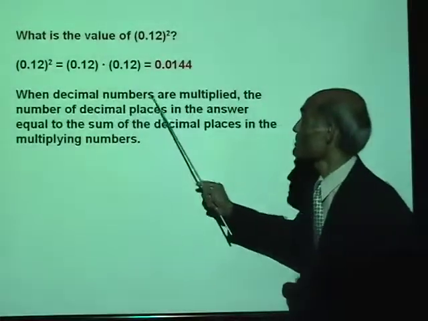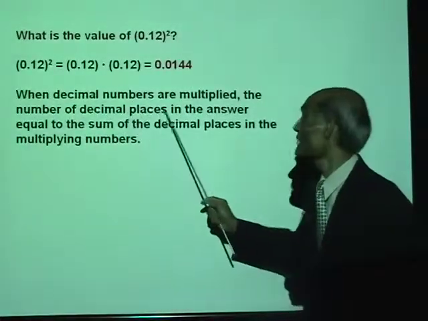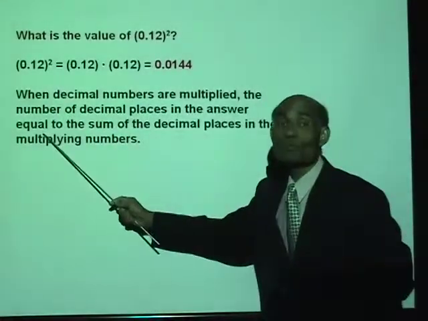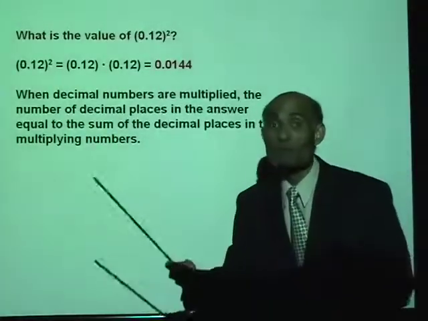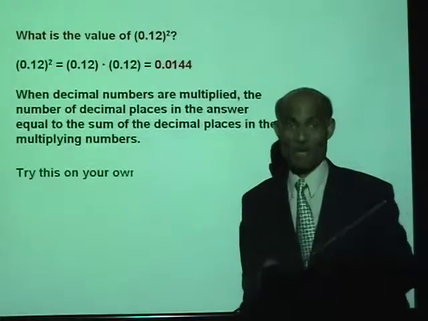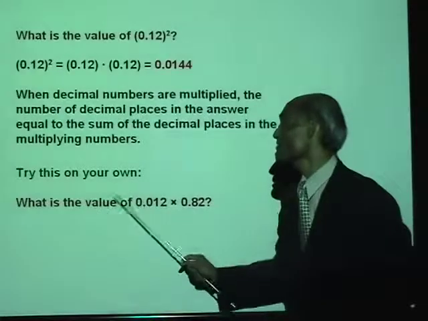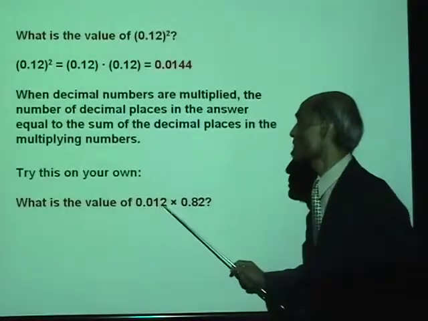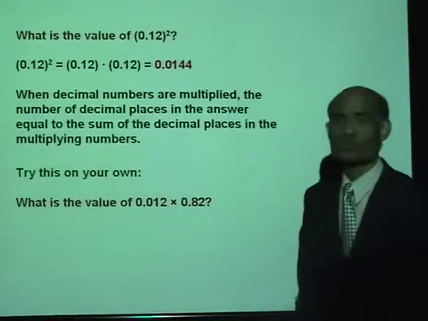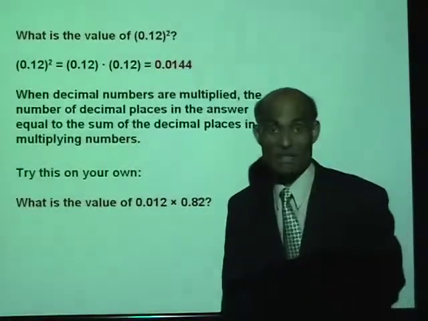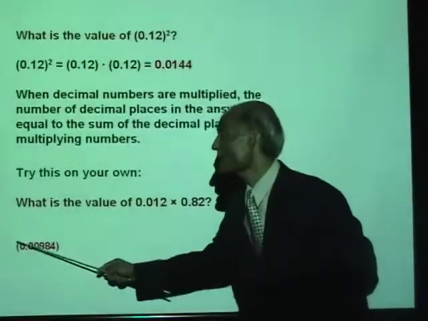When decimal numbers are multiplied, the number of decimal places in the answer is equal to the sum of the decimal places in the multiplying numbers. Okay, now try this on your own. What is the value of 0.012 multiplied by 0.82? Try that on your own and see whether you get that answer.